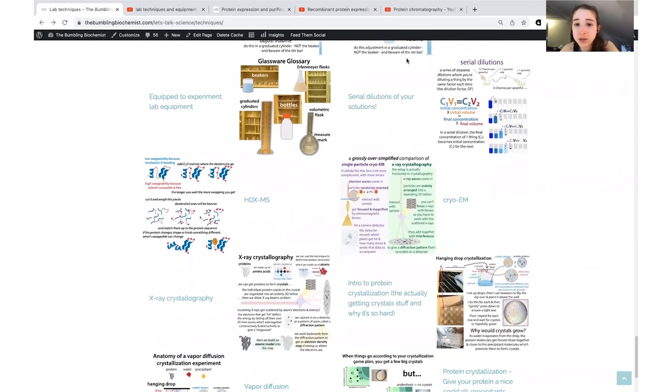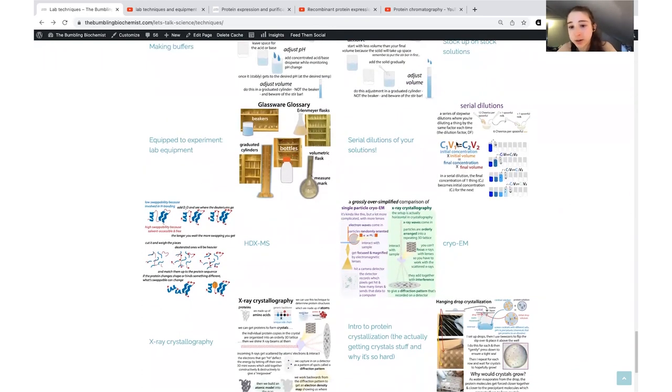A lot of times with these experiments, you'll need to do serial dilutions, and I have a post on that as well. Basically, this is when you're doing a half, to a half, to a half, to a half, to a half. It's a lot more accurate and easier than trying to calculate and mix each of these individually.